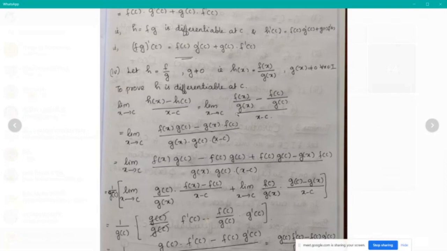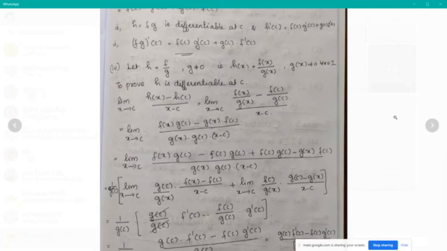Then to prove h is differentiable at c, consider limit x tends to c of h of x minus h of c by x minus c, which is f of x by g of x minus f of c by g of c. Now, in fractional representation, to subtract the fractions, take the LCM g of x into g of c, you can take it out in the denominator. You will have g of x into g of c into x minus c, and in the numerator cross multiply, that is f of x into g of c minus f of c into g of x.